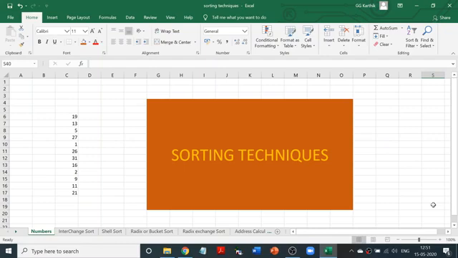Next, let us start the sorting techniques. We have various sorting techniques: interchange sort, shell sort, radix exchange sort, and address calculation sort. Let us start with the interchange sort. In this class we will be taking a list and sorting it using various techniques.